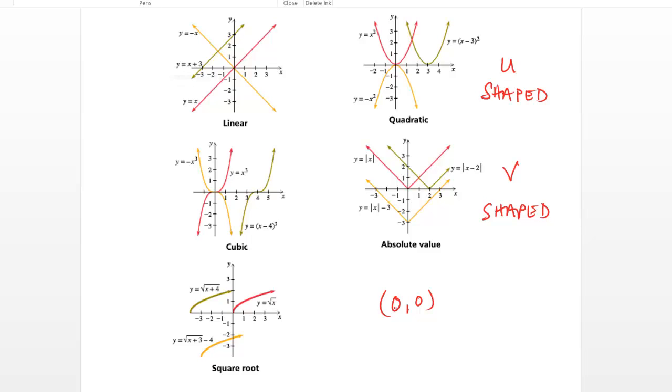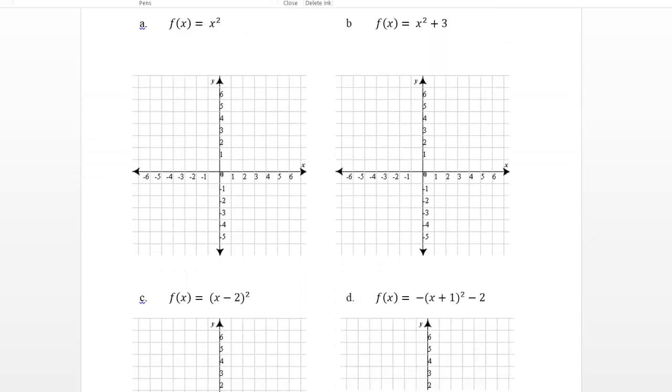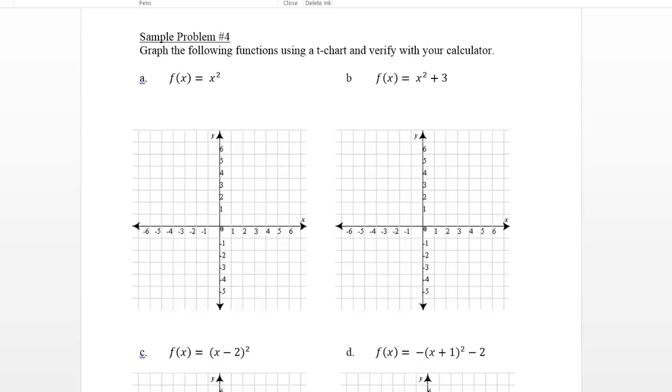Okay, so let's take a look. I've given you sample problem number 4, and what I've asked you to do on sample problem number 4 is to graph each of these functions. Now, they're all quadratic, so they all ought to have some sort of U-shaped looking situation there. What I would like you to do is to T-chart a few points, and then after you graph the points and draw the quadratic, check it on your calculator.